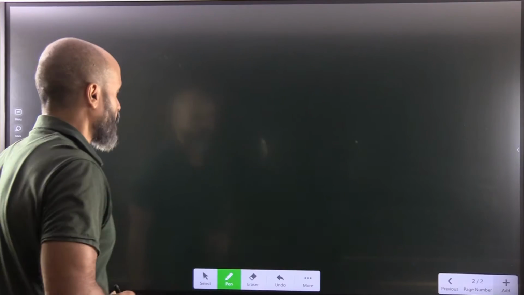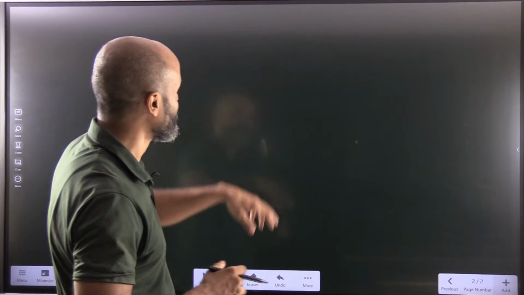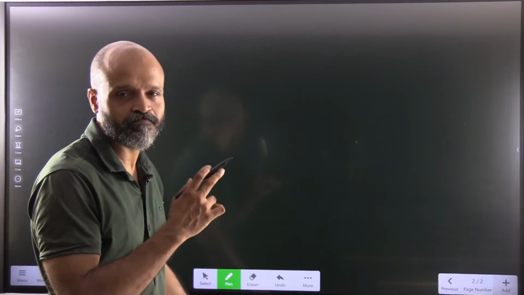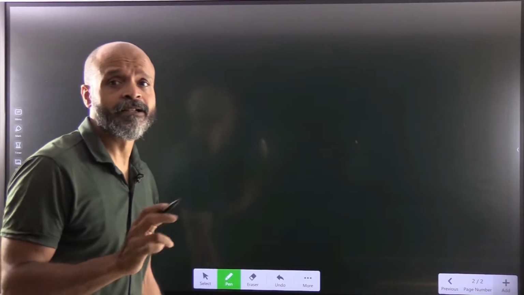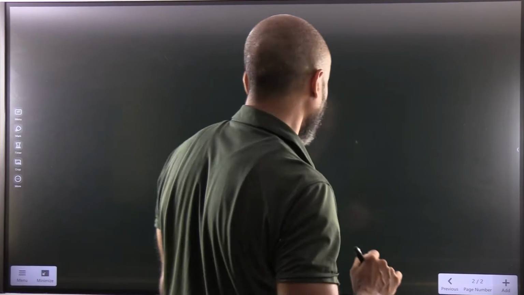Without wasting much of your valuable and precious time, we'll talk about the reflection phenomena in terms of velocity of the object. So if the object is moving, what will be the velocity of the image?